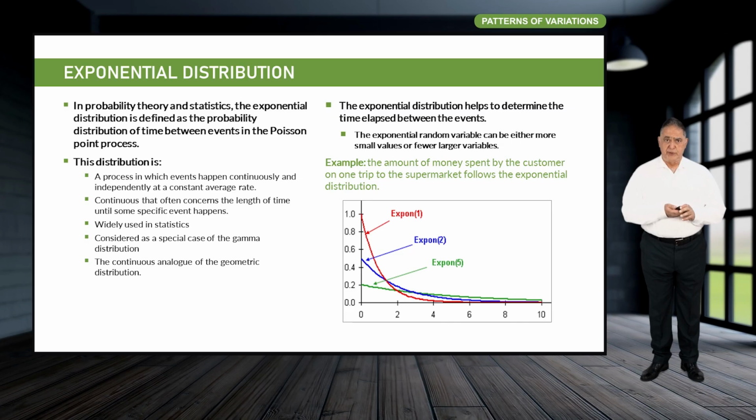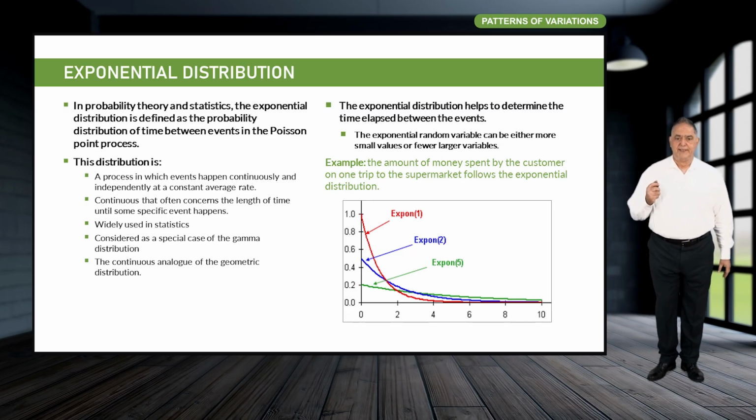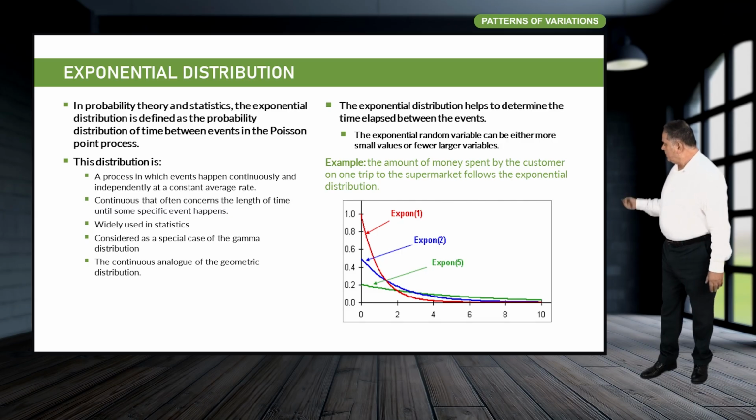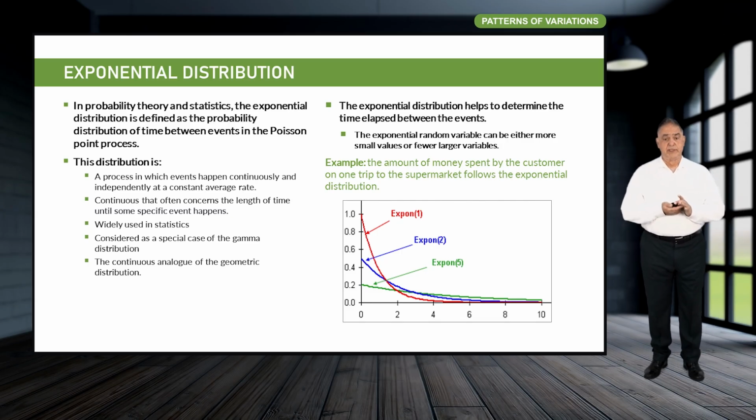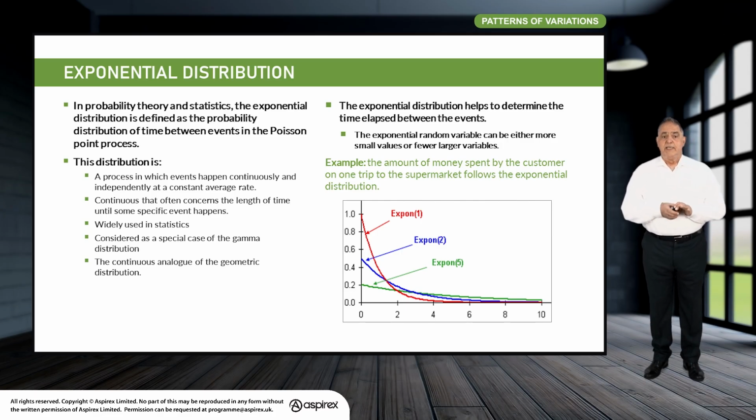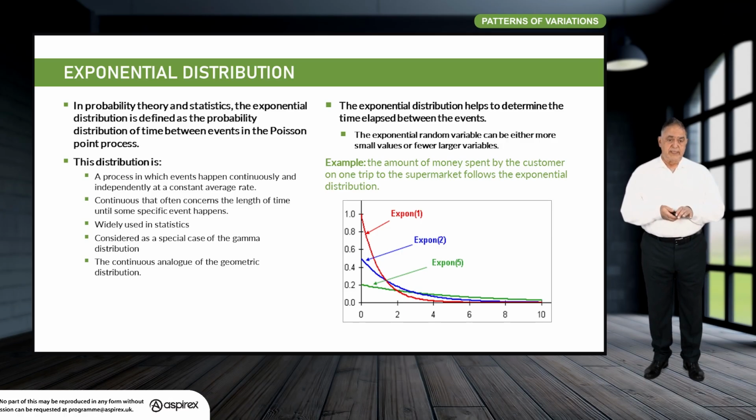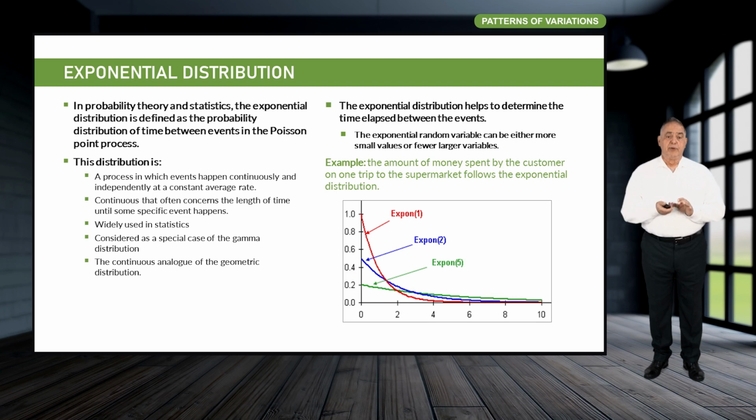The exponential distribution. On the figure, we can see how the exponential distribution looks. So in probability theory and statistics, this type of distribution is defined as the probability of time between events in the Poisson point process. So this distribution is a process in which events happen continuously and independently at a constant average rate.